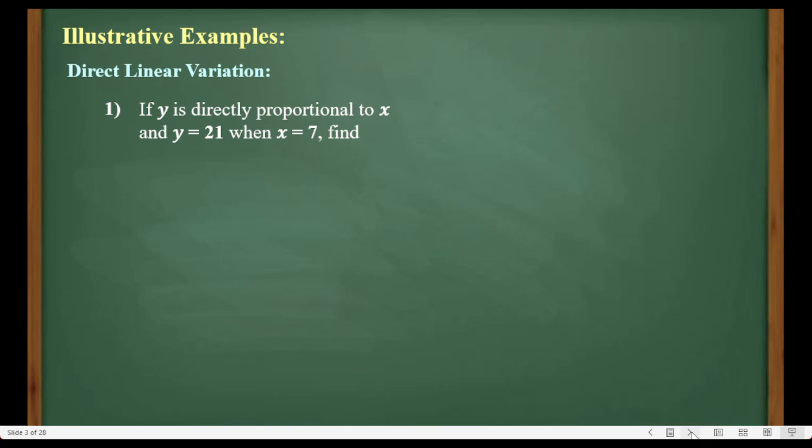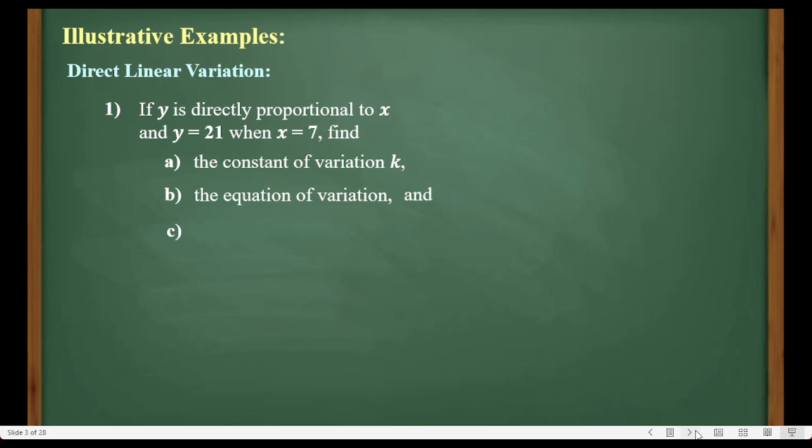Number one, if y is directly proportional to x and y is equal to 21 when x is equal to 7, so these are the initial values of x and y, we are asked to find the following. The constant of variation denoted by k. Then we must also form the equation of variation and the final value of y when the final value of x is 10.